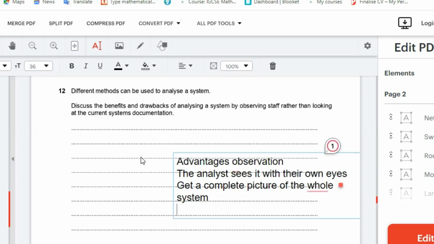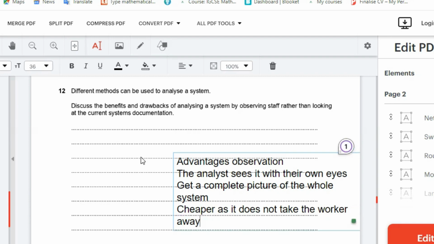Cheaper. That is, observation is cheaper as it does not take the worker away from the work.